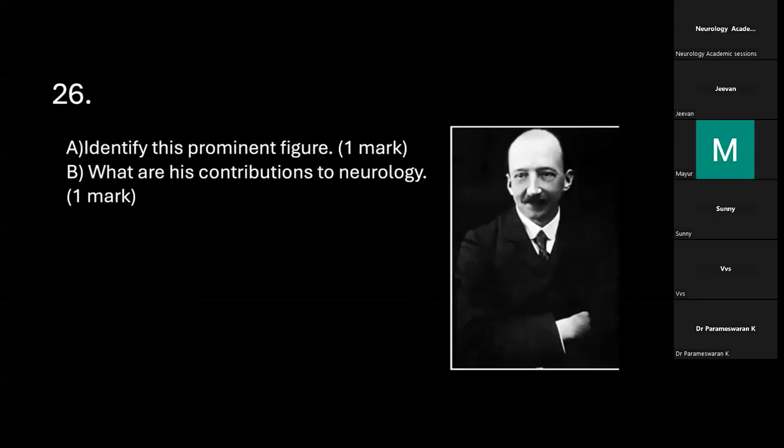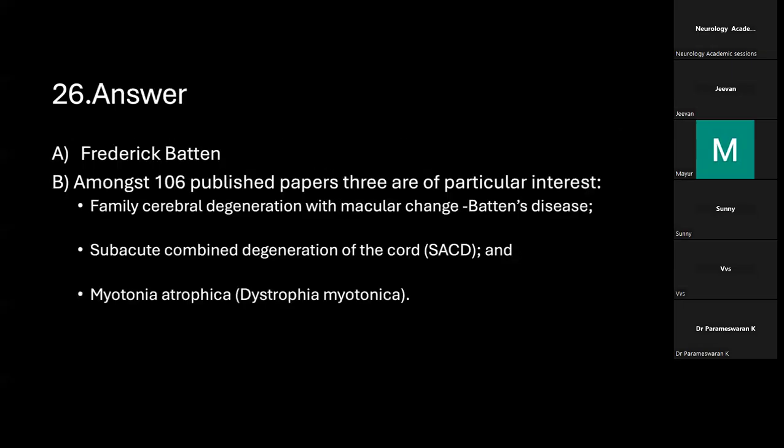The prominent figure shown in this picture and his contributions to neurology. This is Dr. Frederick Batten, and he is the father of pediatric neurology. His major contributions are in describing Batten's disease, which was earlier known as familial cerebral degeneration with macular change, subacute combined degeneration of the cord, and myotonic dystrophy.